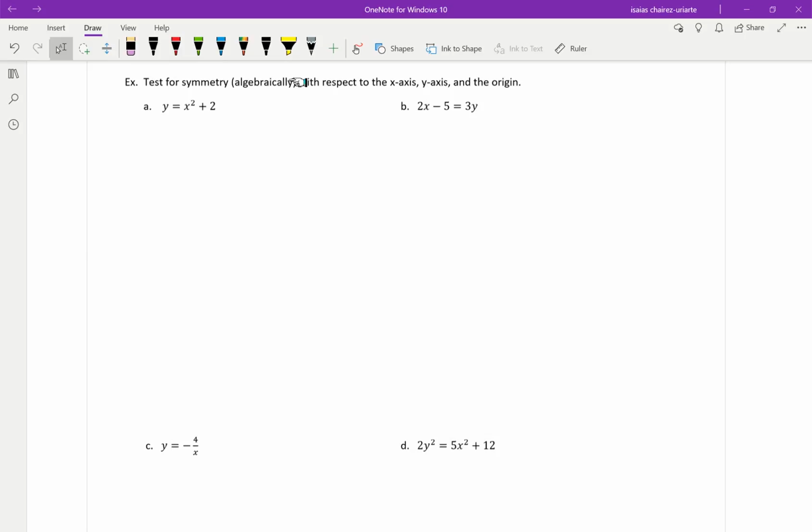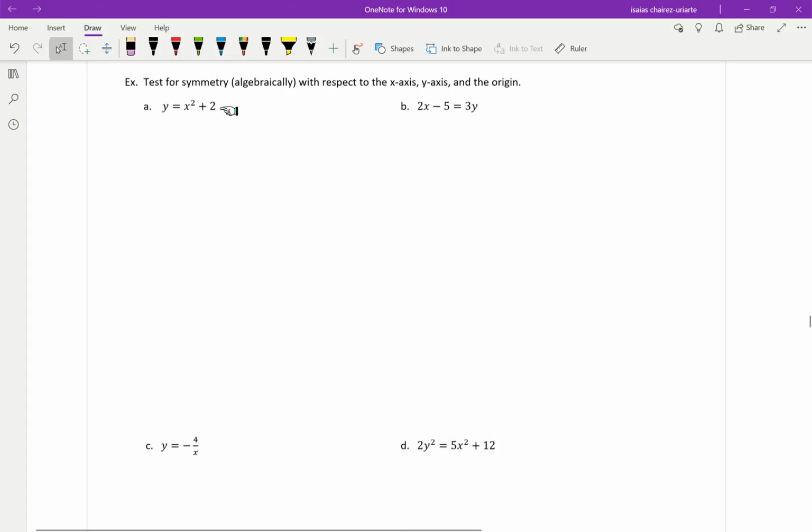Okay, so I want to test for symmetry with respect to the x-axis, y-axis, and the origin. I guess it could also be the case that we do not have any type of symmetry. There's no symmetry with respect to the x-axis, no symmetry with respect to the y-axis, and no symmetry with respect to the origin, in which case we'll say there is no symmetry. I'll help you with the first one, and then you'll do the other ones.